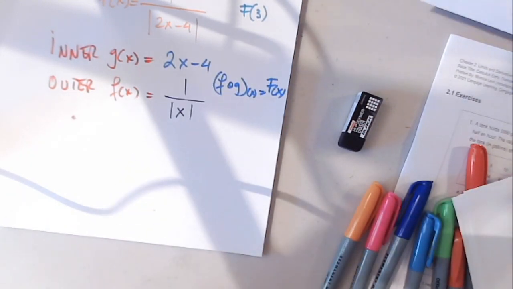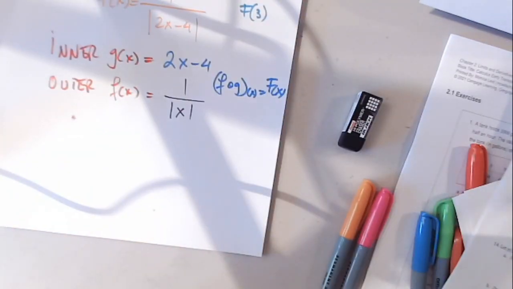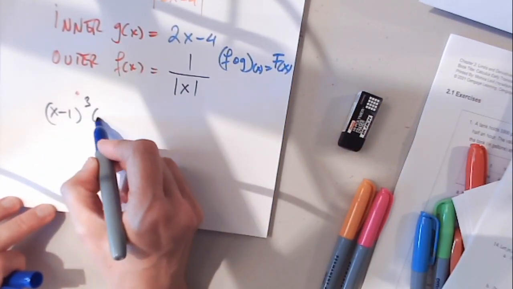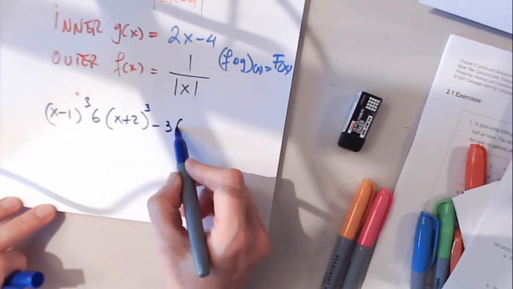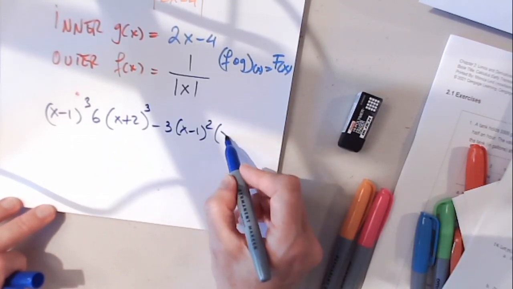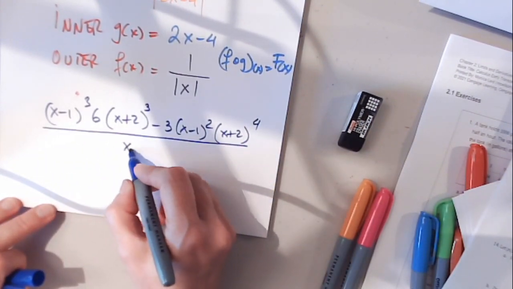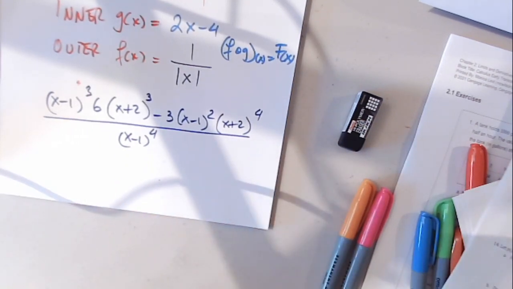No, I have to show 13 first before we look at 14. Oh, there we go. So in 13, we have something like (x minus 1) to the third times 6 times (x plus 2) cubed, minus 3 times (x minus 1) squared times (x plus 2) to the fourth, everything over (x minus 1) to the fourth. Let me give you a second to copy this.